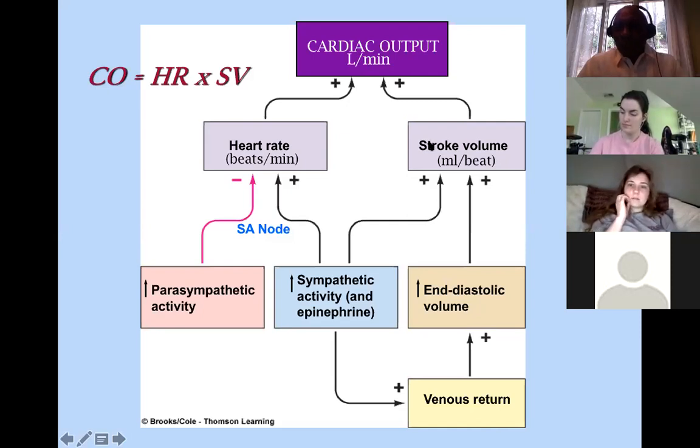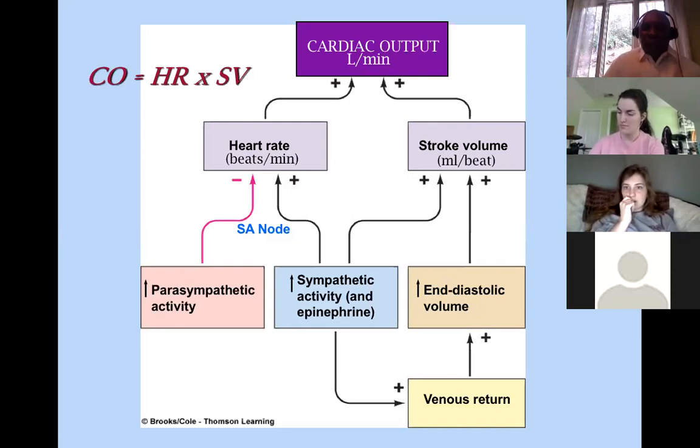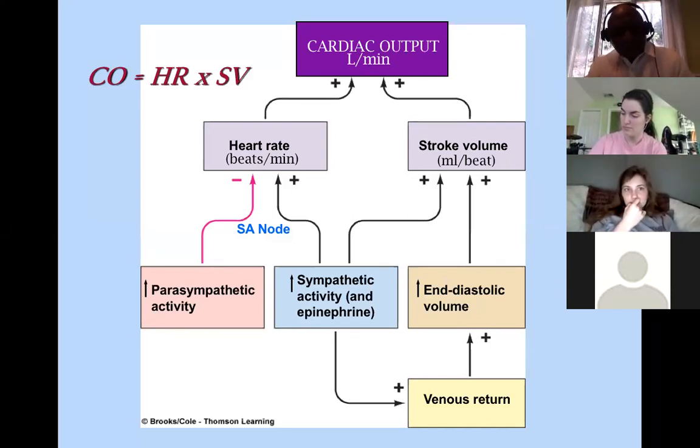So you tell me, what is your cardiac output at rest? Because you know the numbers. You know the numbers of stroke volume. You know the numbers of heart rate. What is your cardiac output?